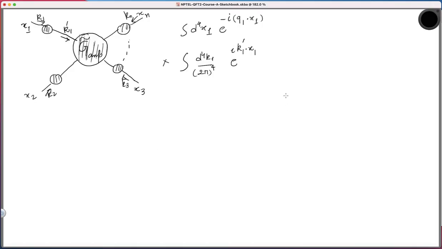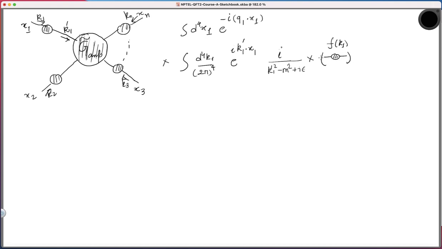So that's this factor. Then I should write all the propagators. So I have i over k1 prime square minus m square plus i epsilon. Remember, here it is not the physical mass. Here it is the bare mass that appears in the Lagrangian, times all those things that are contained in the blob. All those contributions coming from there. So I'll just denote it like this, which I will write as f of k1. So this object is f of k1.